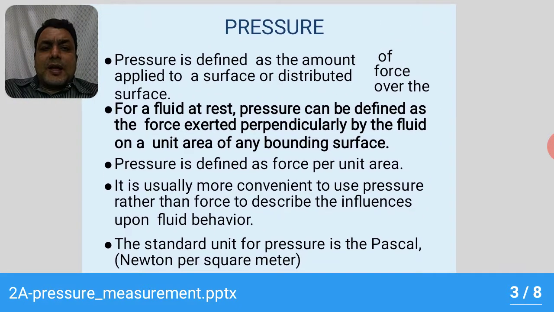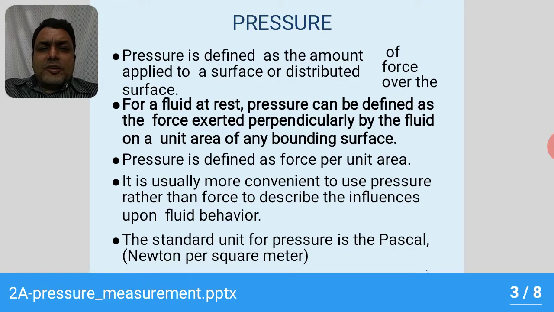Now, what is pressure? Pressure is defined as the amount of force that is applied to a surface or a distributed surface. Pressure is defined as the force per unit area. Pressure is equal to force divided by unit area. So it is more convenient to use pressure rather than force to describe the influences upon fluid behavior. The standard unit for pressure is the Pascal, that is Newton per square meter.